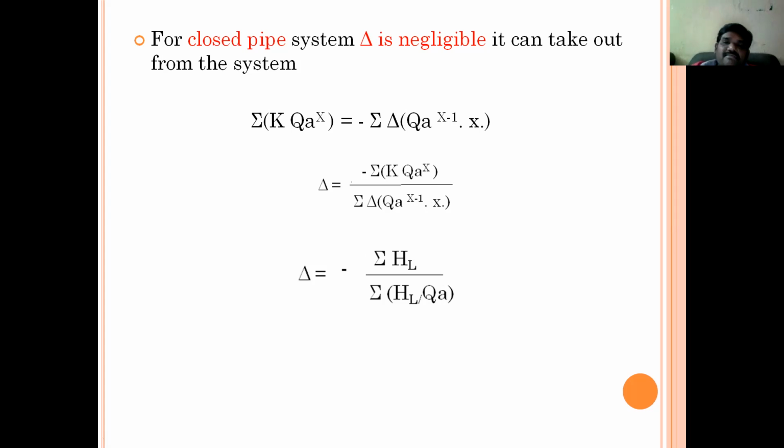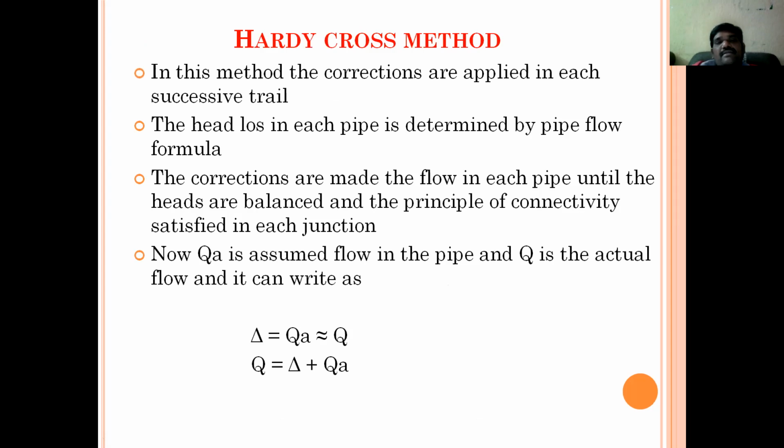That's it, nothing else. What you should remember? In the Hardy-Cross method, corrections are applied in each successive trial. Head loss in each pipe is determined by the flow formula. See here, all the corrections are made to the flow in each pipe until the head loss balances, until the heads are balanced. QA is the assumed flow and Q is the actual flow. Q equal to delta plus QA.